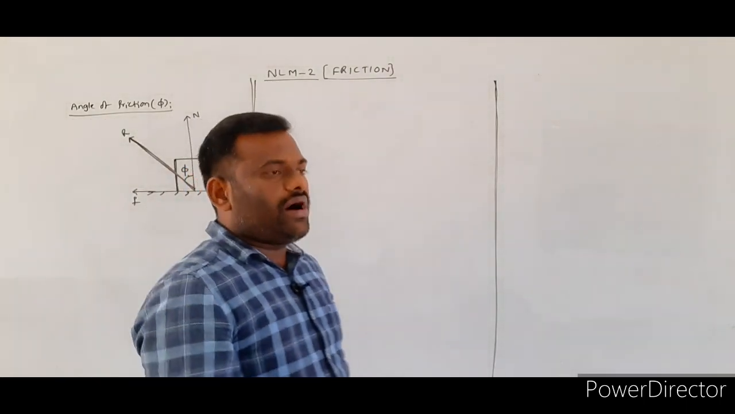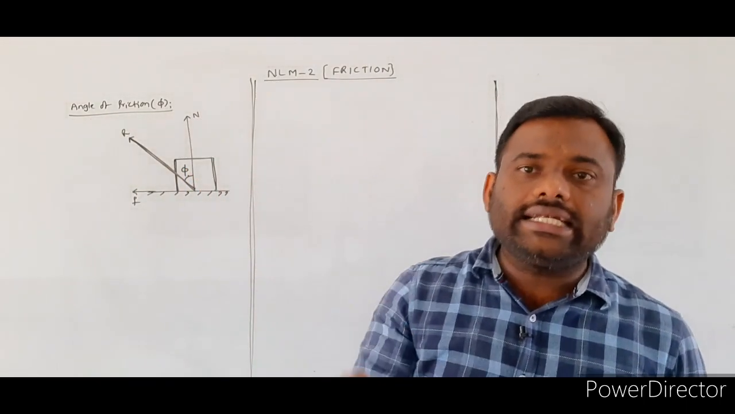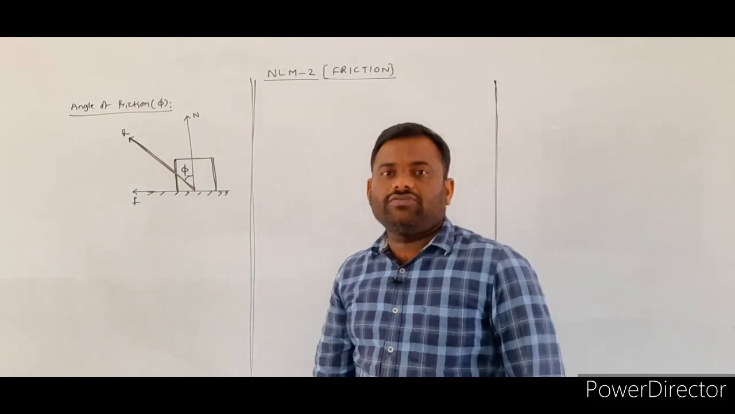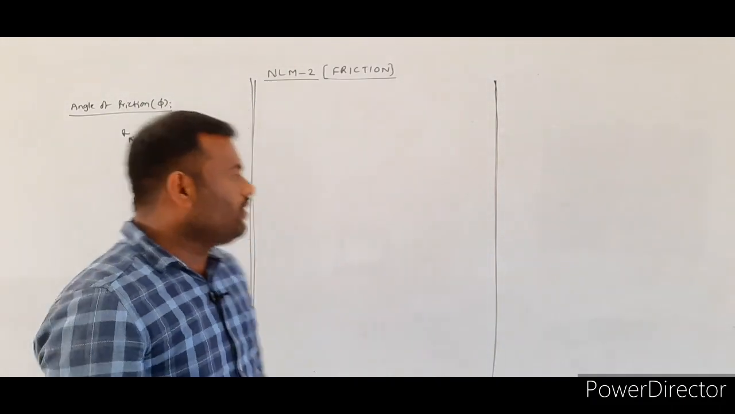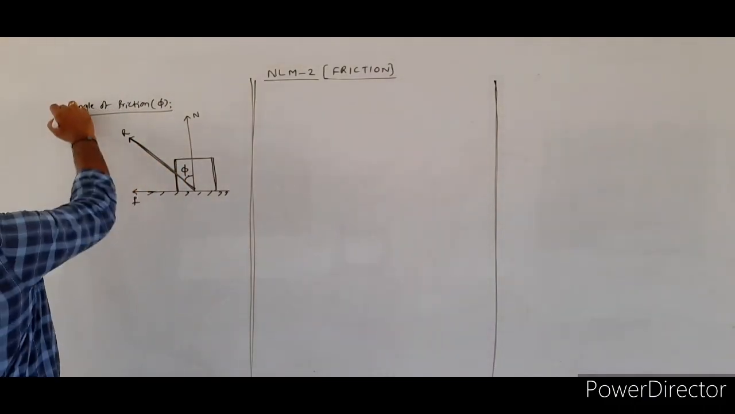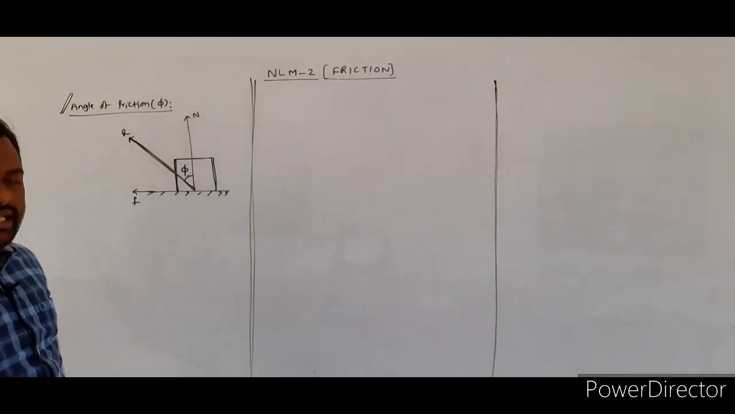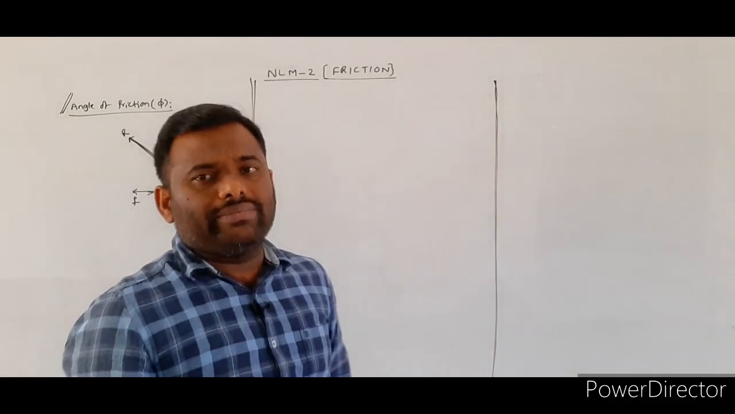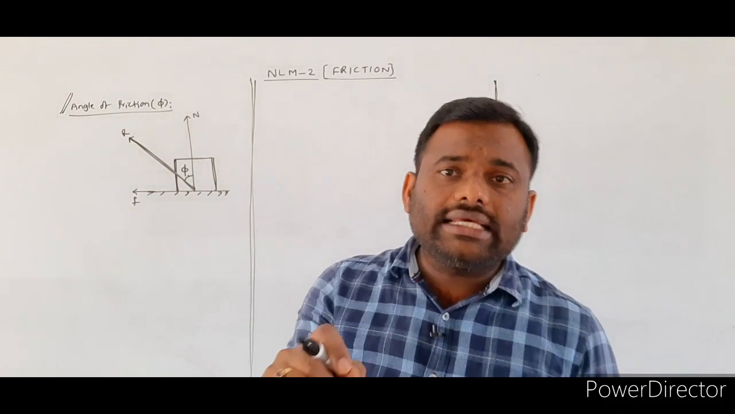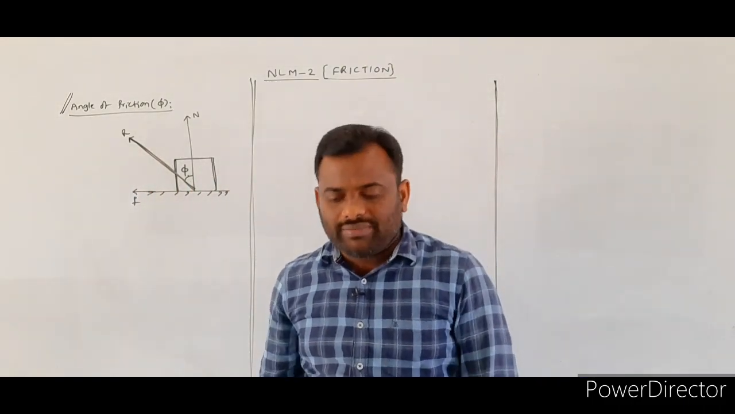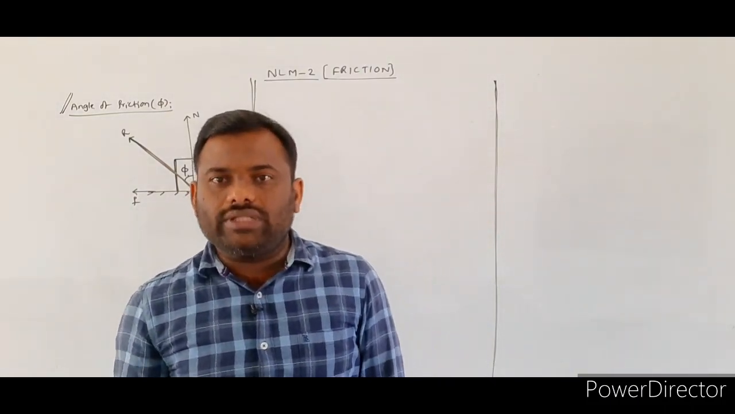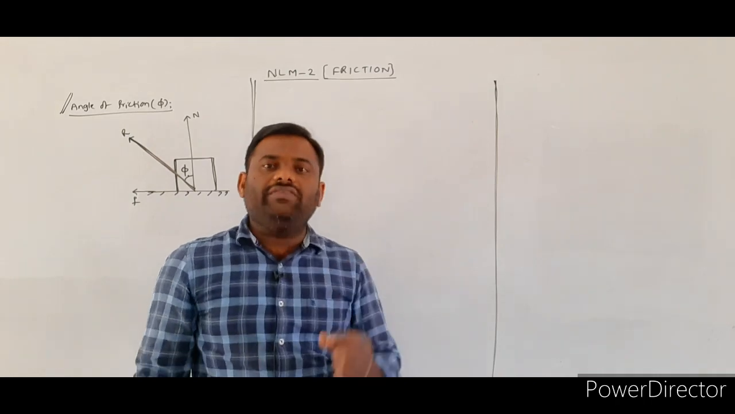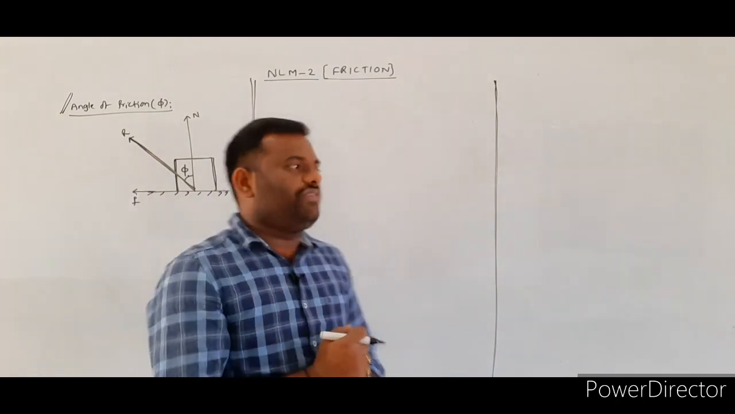In the given diagram, R indicates what? That is the resultant contact force. The resultant contact force always exists in between the normal reaction and the friction. Now, how can we define the angle of friction? The angle of friction is defined as the angle made by the resultant contact force with respect to the normal reaction. That angle we call the angle of friction.